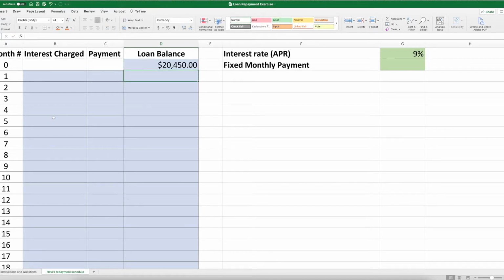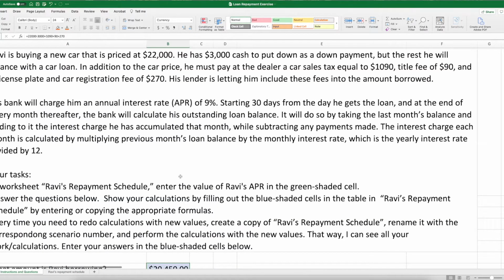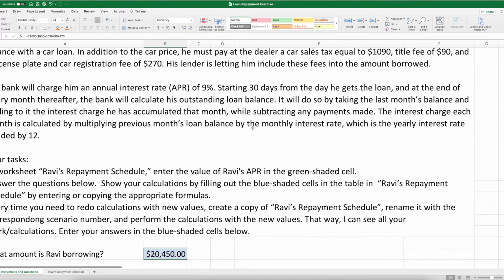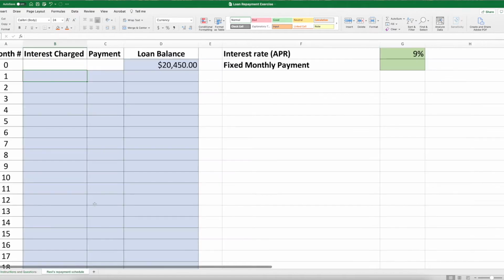Okay, now in the first month, what is his interest charge going to be? So remember, the instruction says that interest charges each month is calculated by multiplying the previous month's loan balance by the monthly interest rate, which is the yearly interest rate divided by 12. So we take the previous month's loan balance. So I'm going to enter a formula for calculating the interest charges as equal to, you take the previous month's loan balance, and I'm going to enter it by referring to the cell that contains the previous month's loan balance, which is cell D2. And I can enter D2 by simply clicking on D2.